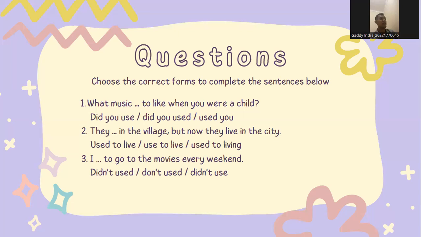The options are A. Used to live. B. Use to live. And C. Used to live in. 3. I blah blah blah to go to the movies every weekend. A. Didn't use. B. Don't use. C. Didn't used.